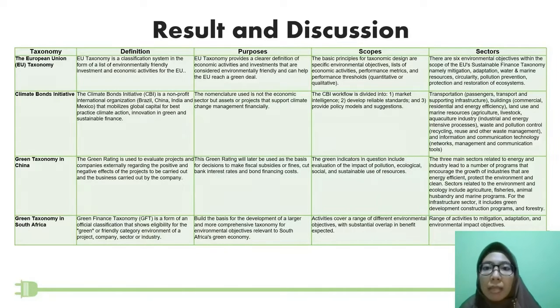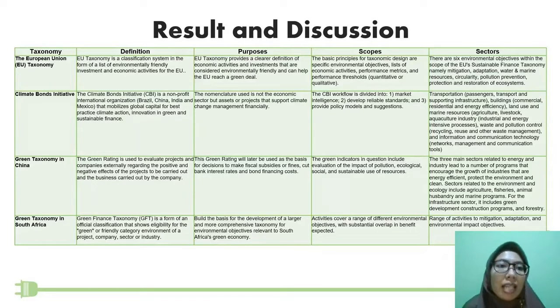The basic principles for taxonomic design are the specific environmental objective, list of economic activities, performance metrics, and performance threshold. And those sectors, there are 6 environmental objectives within the scope of the EU's Sustainable Finance Taxonomy, namely mitigation, adaptation, water and marine resources, circularity, pollution prevention, protection, and restoration of ecosystem.